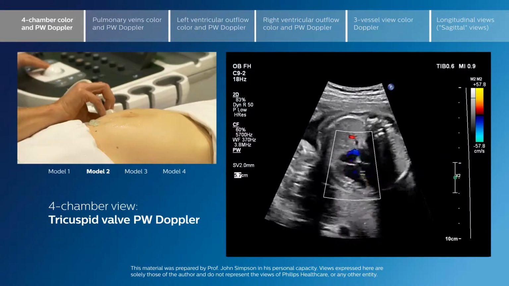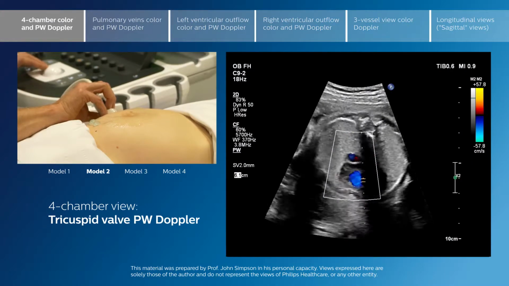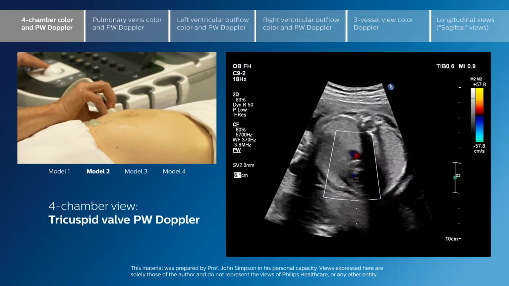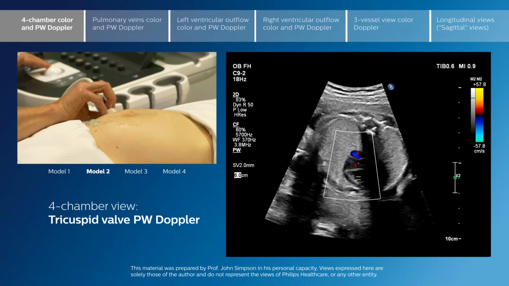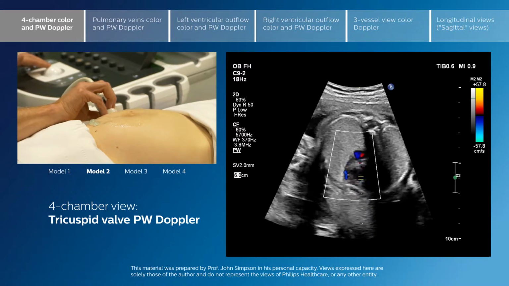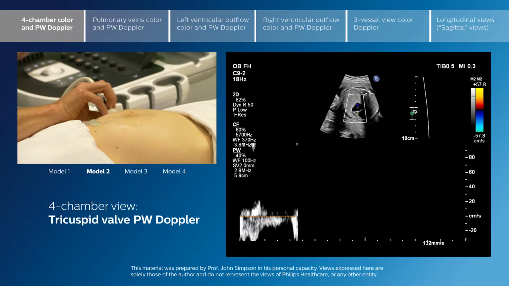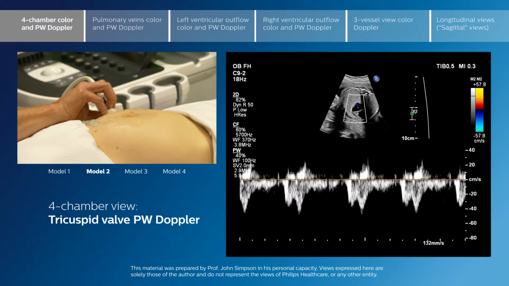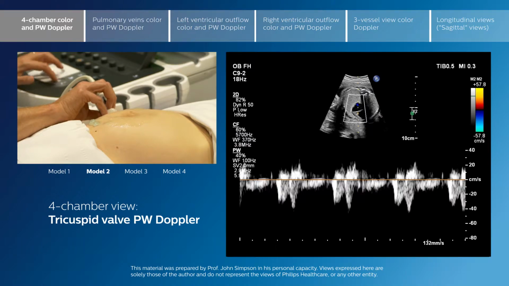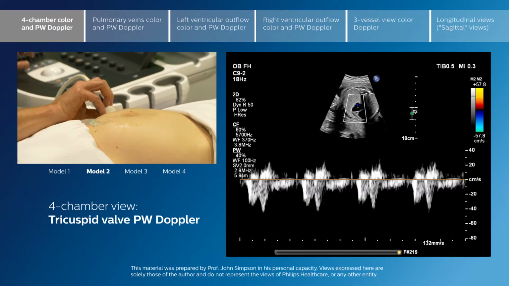When we look at the tricuspid valve inflow signal, we will see similar to what we saw through the mitral valve. We're now trying to get a good fetal position here. And there again on the tricuspid inflow signal, we see a similar finding with dominance of the A wave compared to the early E wave, which is normal in the fetal circulation.